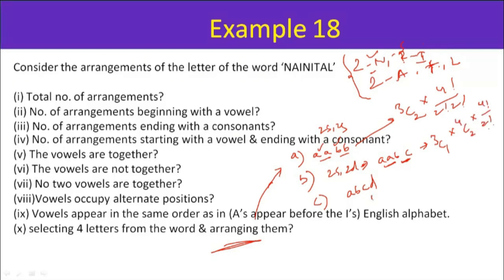Third one is ABCD. You have 5 unique letters. You will choose any 4 letters and you will arrange them in 4 factorial number of ways, and then you will simply add all of them to get your answer. Clear? This pretty much is the revision of what we did. Nothing new, but this should clear all the concepts with respect to PNC.